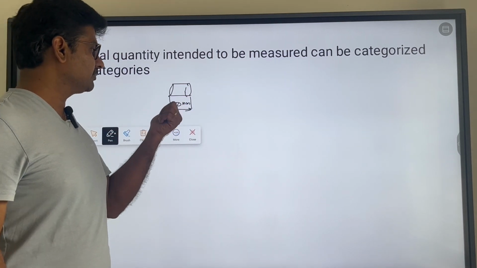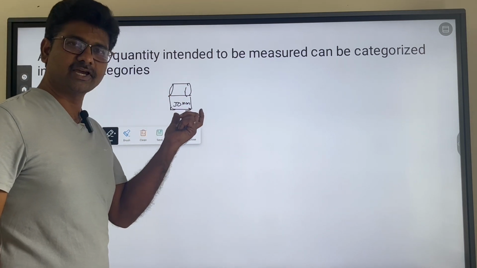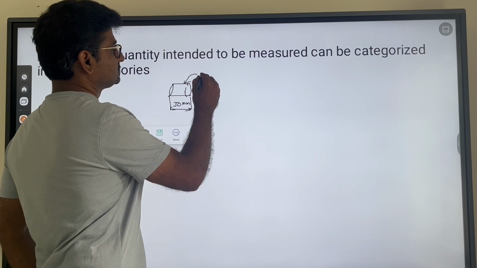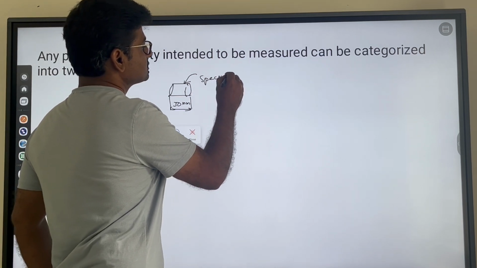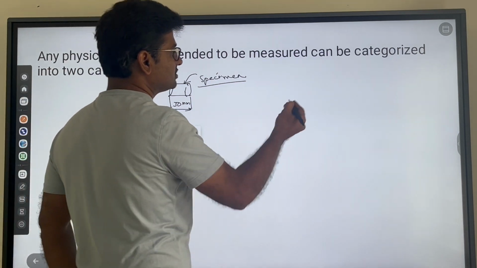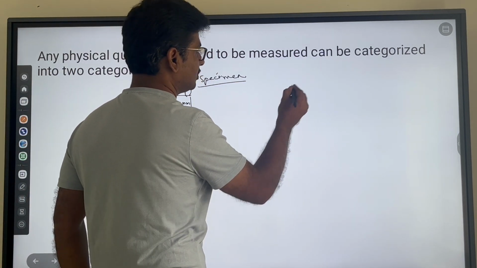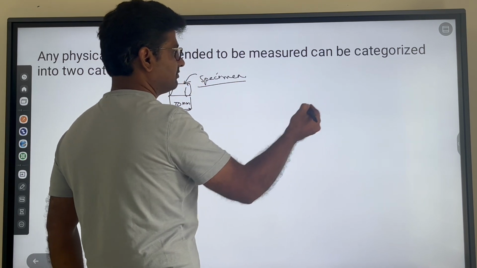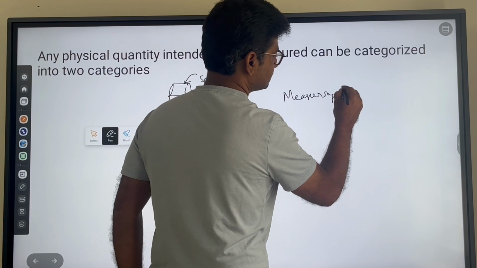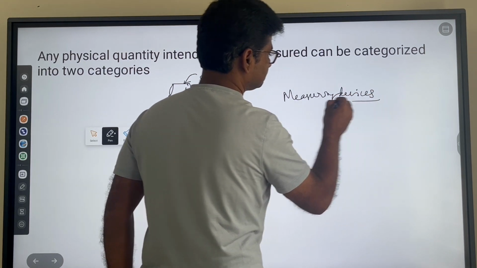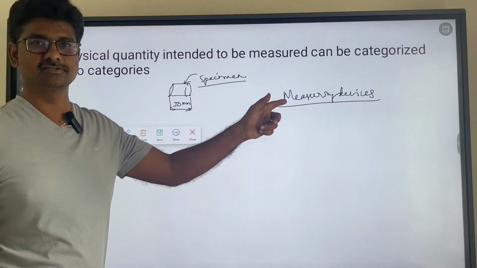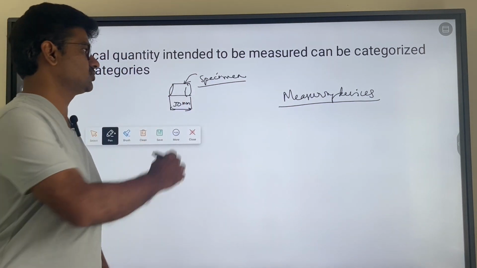So what is the purpose of this accuracy now? I take this specimen, this will be my specimen. I use this specimen to find the accuracy of the measuring devices. Whatever measuring devices I have, I try to find the accuracy of the measuring devices based on this value. This is already fixed.